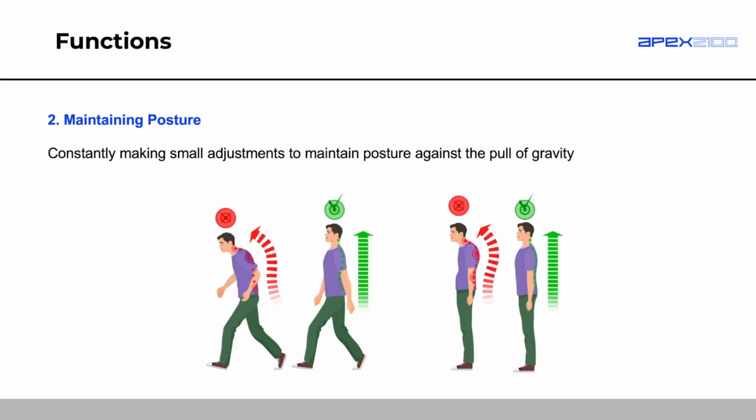The second important function of muscles is maintaining posture. So our postural muscles are constantly making little adjustments to maintain posture and help us not succumb to the force of gravity and not fall over. They help keep us upright. We'll see some of the main postural muscles later on today. So which are the muscles that are important for maintaining posture and keeping us upright.